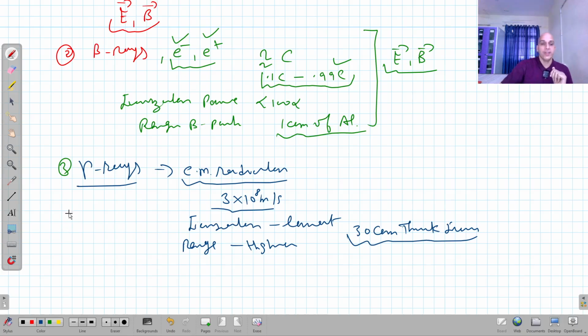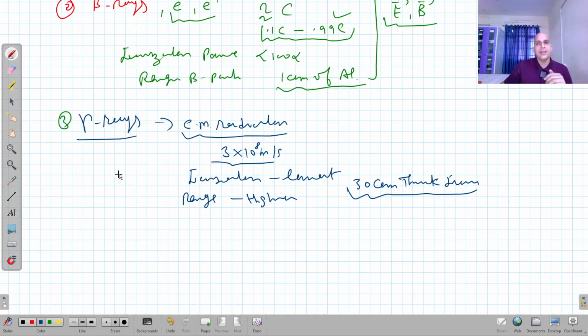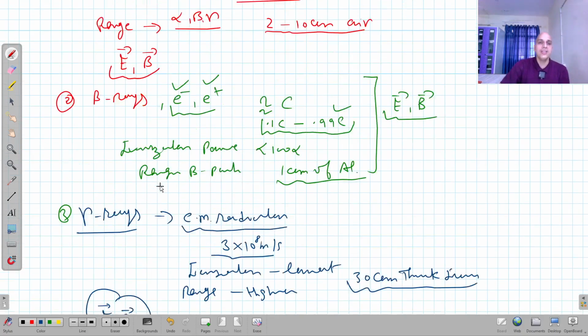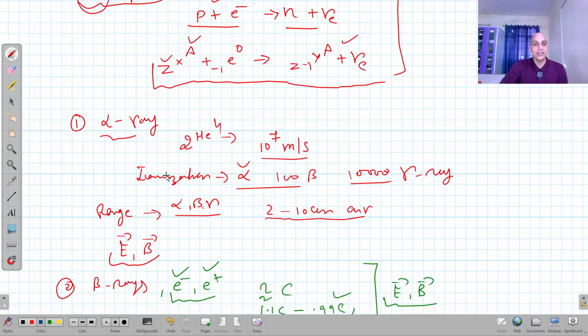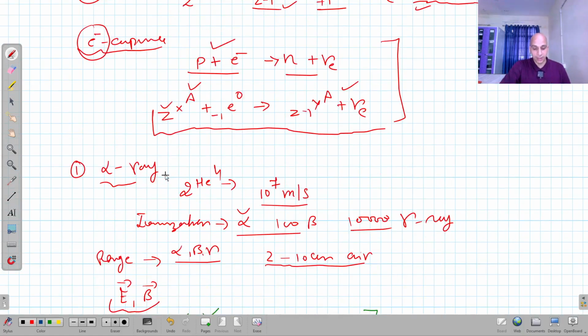Now, as far as the effect of electric field and magnetic field is concerned, they are not affected by electric and magnetic fields, because we know very well they are electromagnetic radiation and they are neutral, right? They don't have any charge, so they are not affected by an electric field or a magnetic field. So this is about alpha, beta and gamma rays properties and basics about the decay of these three processes.